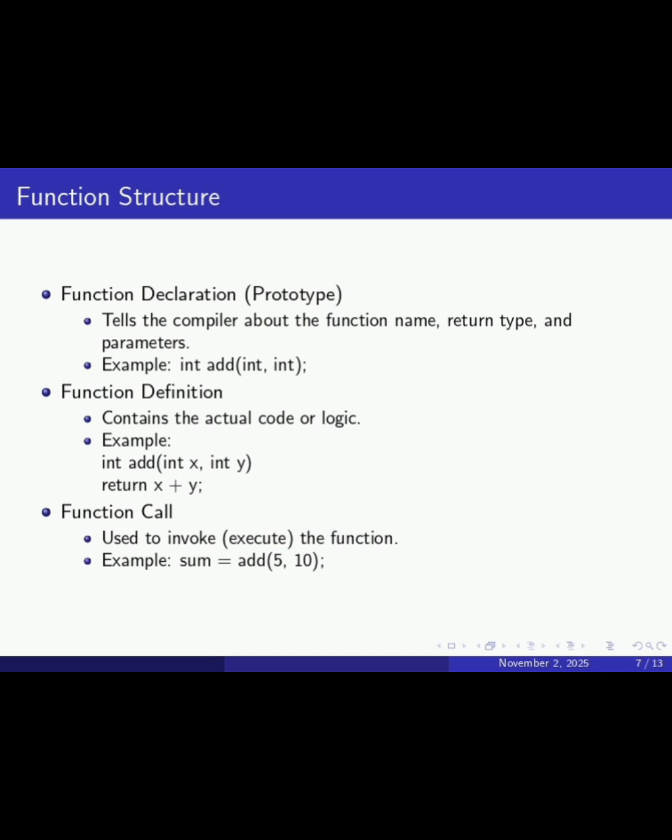Now, let's look at the structure of a function in C. Every function has three main parts: declaration, definition, and function call. Function declaration. This tells the compiler about the function name, return type, and parameters. For example, int add(int, int). Here add is a function that takes two integers and returns an integer.